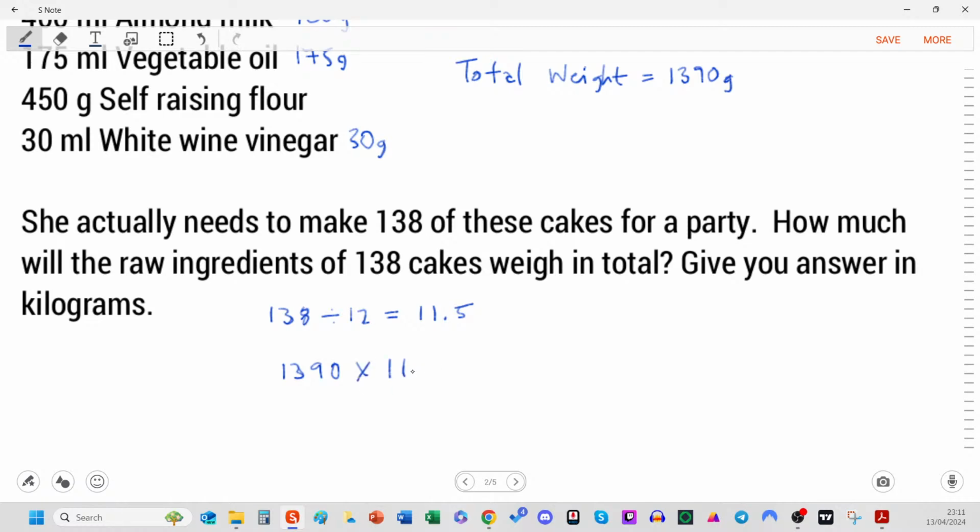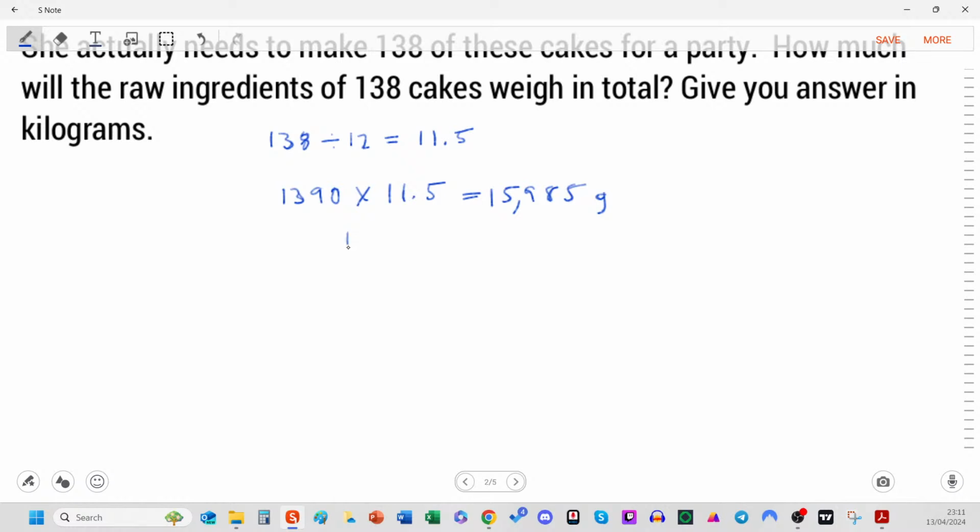multiplied by 11.5. I can't actually see my screen very well right now because I'm having to hold the microphone in my face, so bear with me. If I do something wrong, I'll have to rub it out. So this is 15,985. That's in grams. And then to convert that to kilograms, we use the fact that 1,000 grams is a kilogram, so we're going to be dividing that.